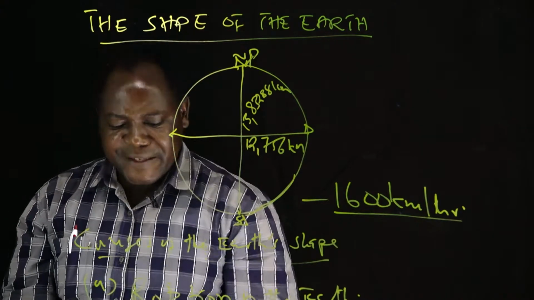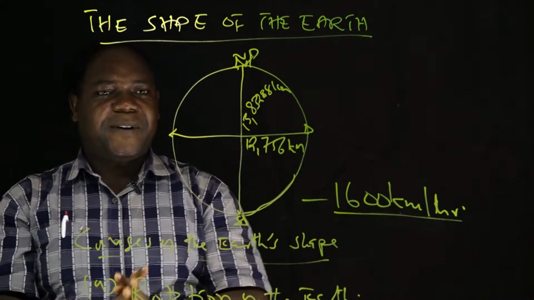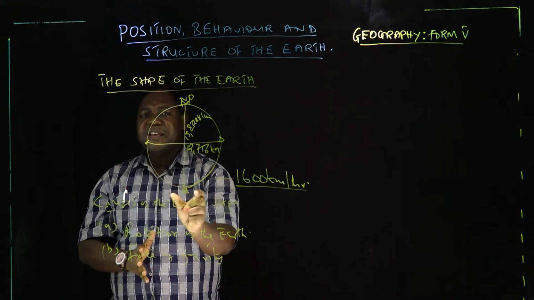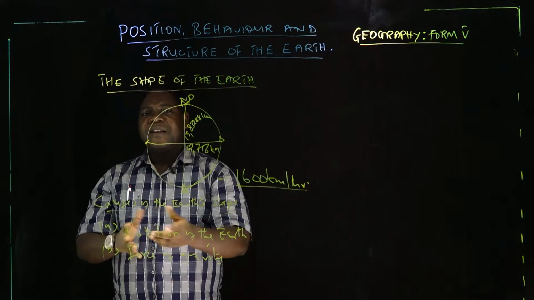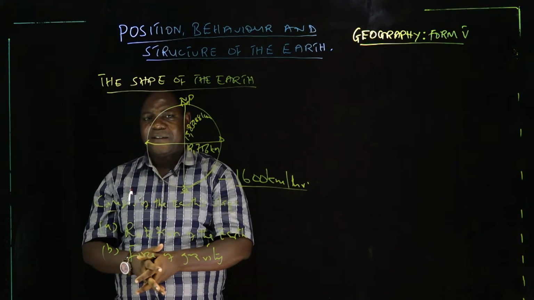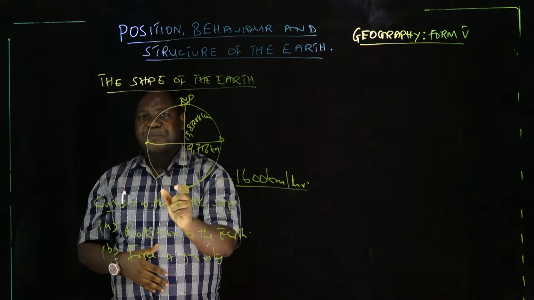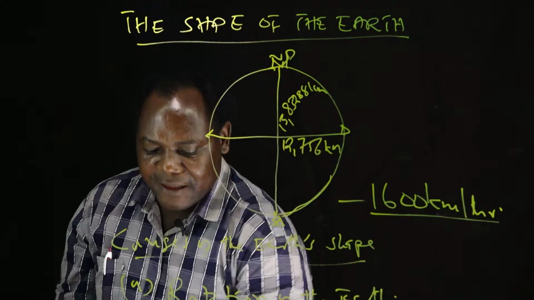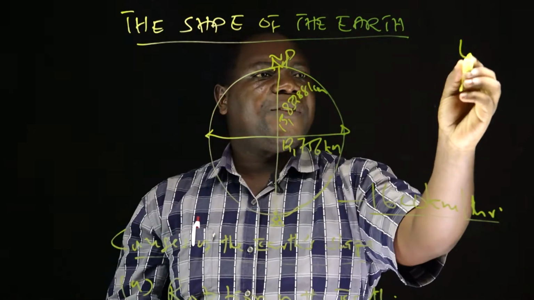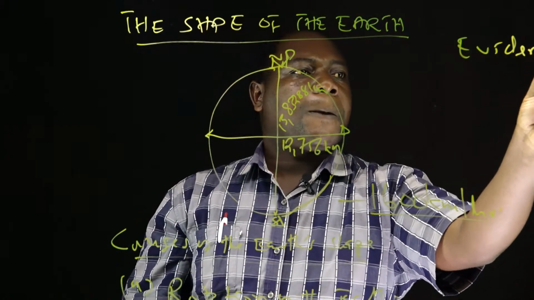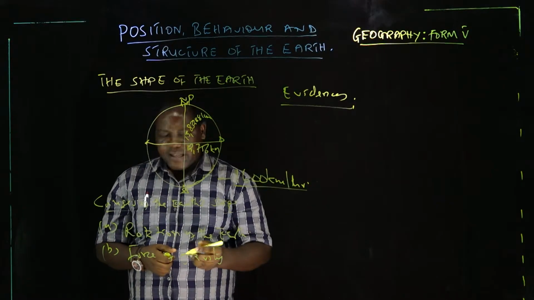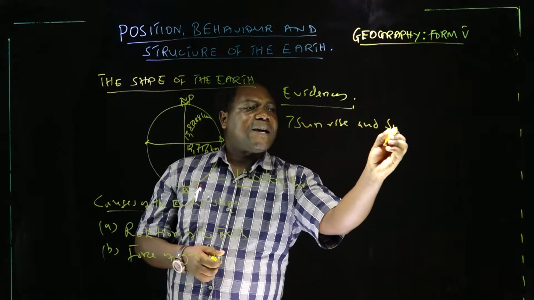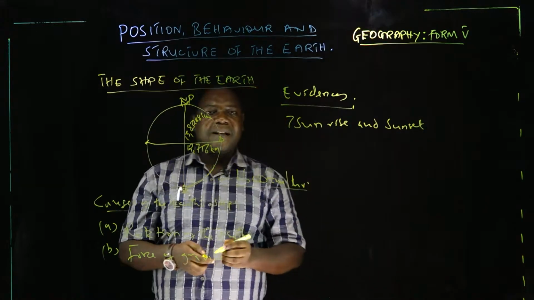But now, whatever has been said has an argument put forward. How do we as geographers defend this point that the earth's shape is spherical, is a flattened sphere? There are evidences that were put forward to defend the shape of the earth. The evidences for the earth's shape. The first evidence is sunrise and sunset.